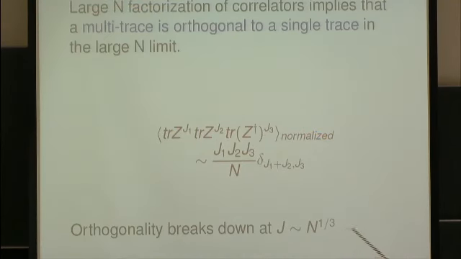One way to see that from the gauge theory is, where does this breakdown happen? You look at the correlators. So this is a multi-trace. So this wants to be a 2-graviton state. You would like it to be orthogonal to a 1-graviton state if this picture is going to hold.